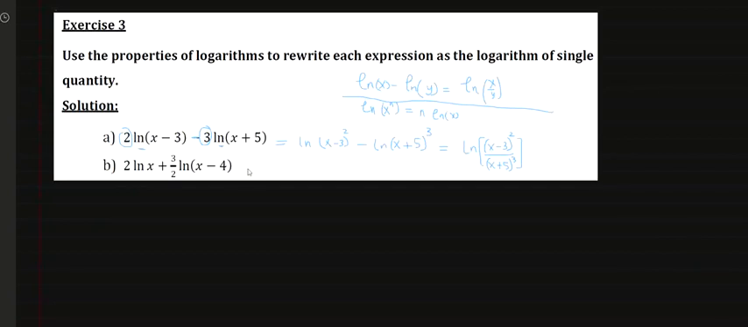Here is the same, so let's also return the powers, and then plus ln(x minus 4) to the power 3 over 2. Okay, between them there is an addition, so we might rewrite them into one ln and do what? And put them as a product, right? And that's it. Now we have rewritten it as one logarithmic expression of a single quantity. Very good.